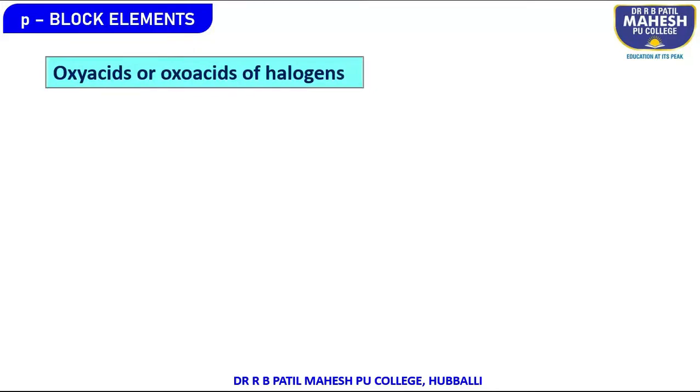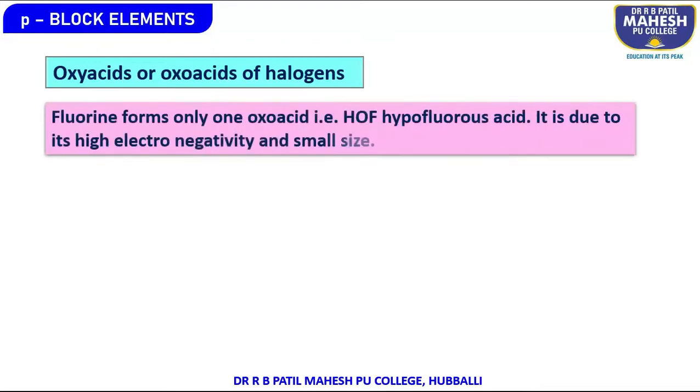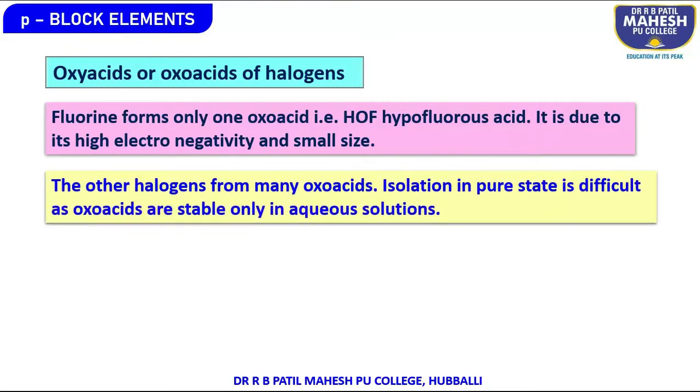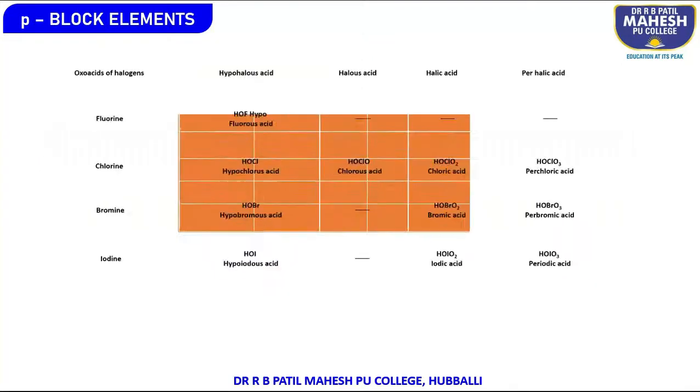Oxoacids or oxyacids of halogens. Fluorine forms only one oxoacid, that is hypofluorous acid, HOF. It is due to its high electronegativity and small size. The other halogens form many oxoacids. Isolation of these oxoacids in pure state is a difficult task because they are stable only in aqueous solutions.